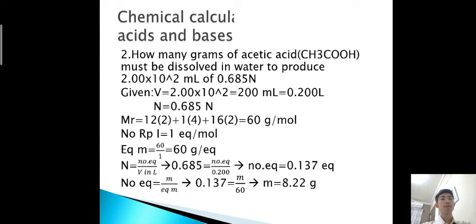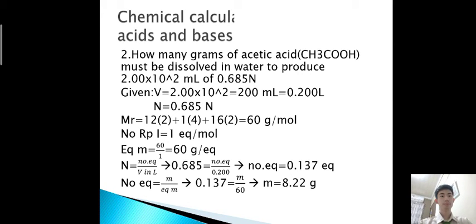Second example, how many grams of acetic acid, or CH3COOH, must be dissolved in water to produce 2.00 times 10 raised to 2 milliliter of 0.685 normality. Given volume is 2 times 10 raised to 2, which is equal to 200 milliliter. Then we divide by 1000 to get 0.2 liter. Normality is equal to 0.685 normality.